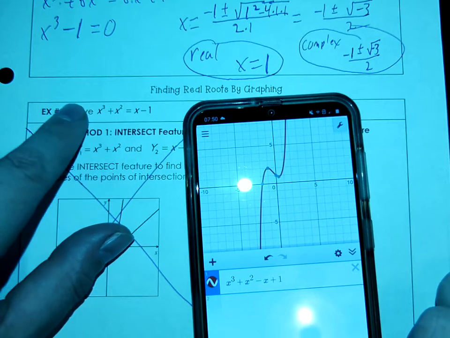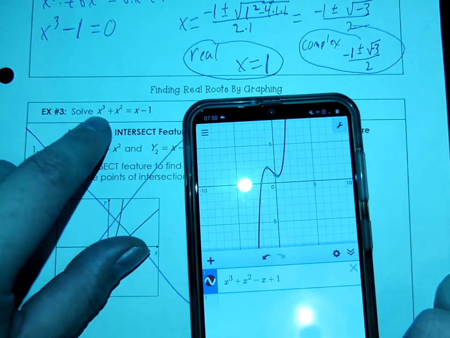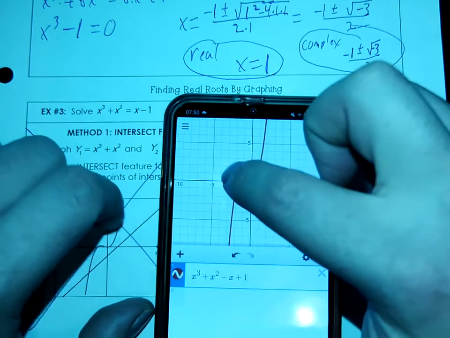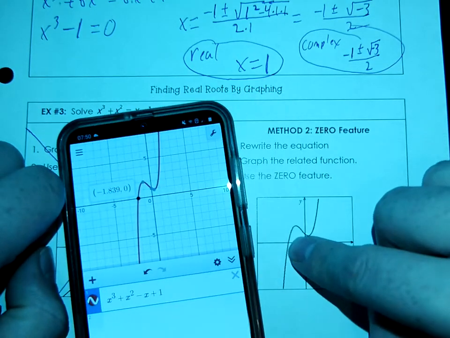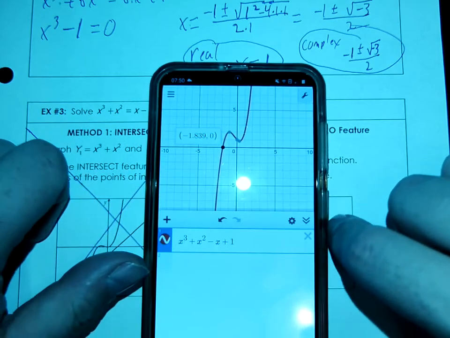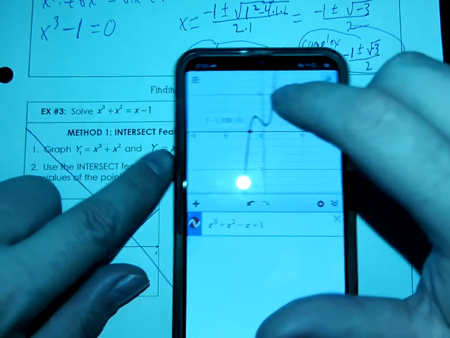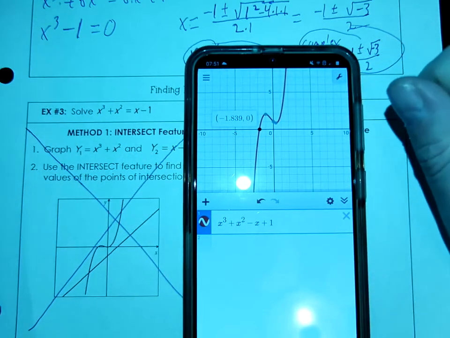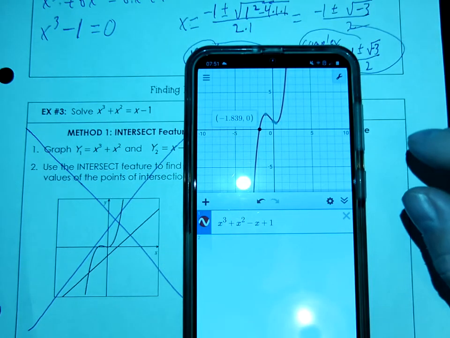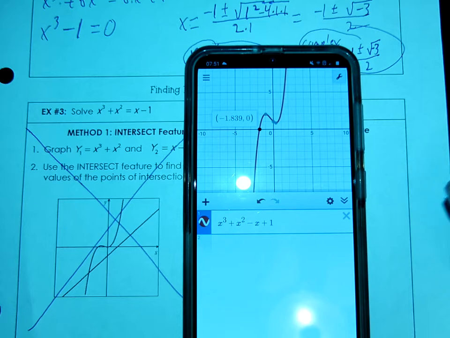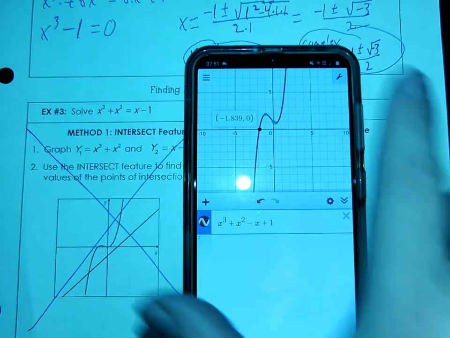I just put everything on the left, and it's equal to 0. And you can see here, that is my real solution right there, negative 1.839. Looks like it is an accurate graph, actually. So there is my real 0, where it crosses the x-axis. And then it's going to have two complex zeros. I'm not asking to find the complex zeros here, just the real zeros. In this case, the real 0, 1 zero. So that's what that's talking about.